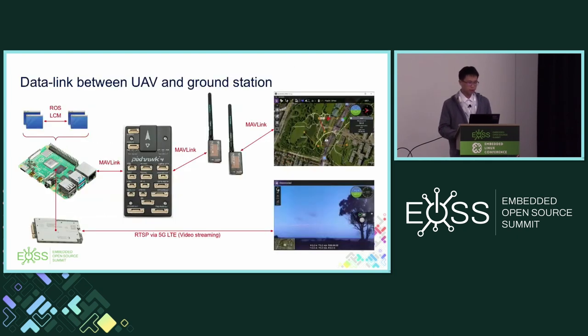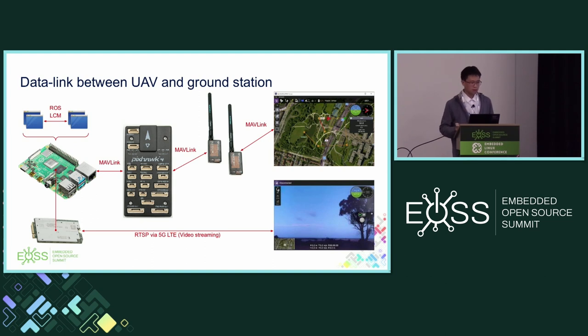To illustrate this, first we have a flight control board in the middle. Here we have a Pixhawk, and the Pixhawk can connect to the radio. So through the radio, using MAVLink, the UAV can communicate with the ground station. And at the right bottom side, we have the video streaming from the companion computer through 5G LTE using the real-time streaming protocol, RTSP. And on the companion computer, we may want to run some high-level tasks.